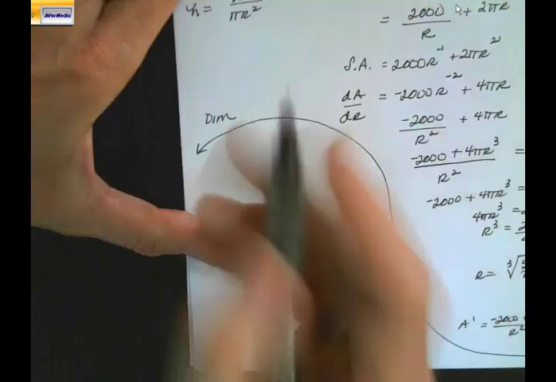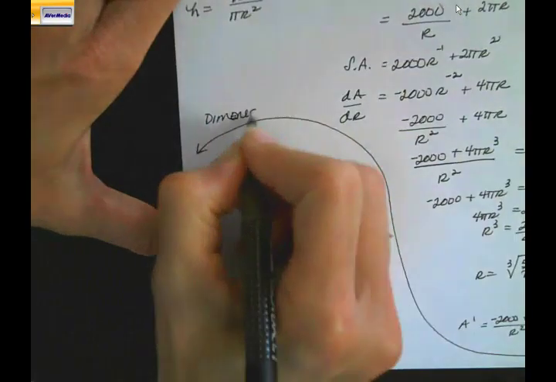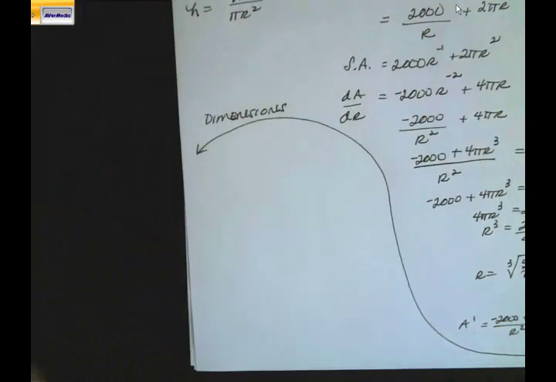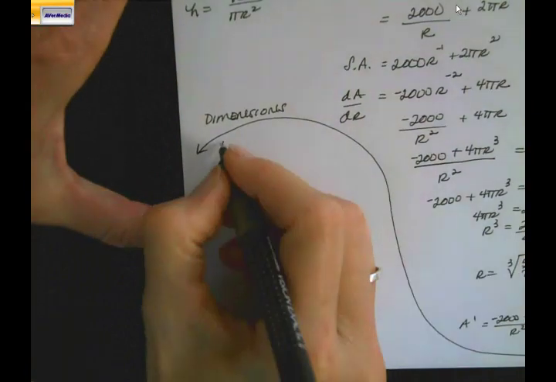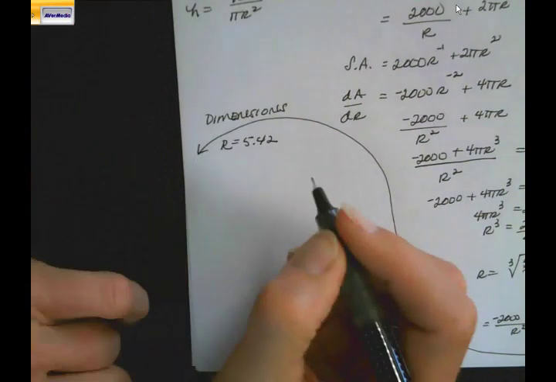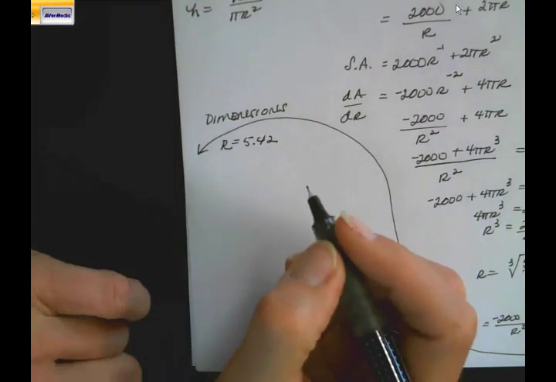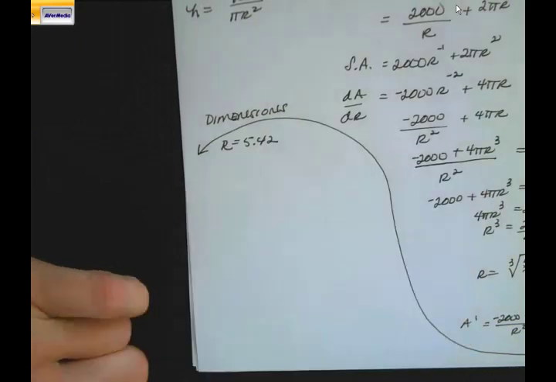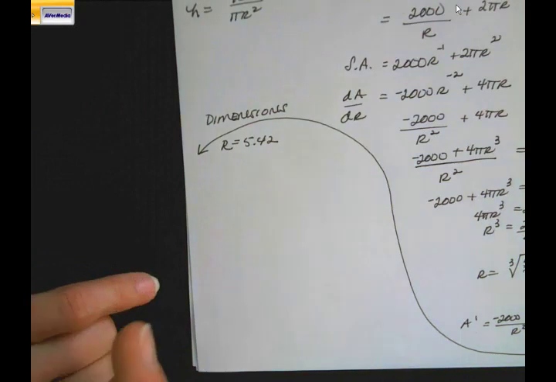Somebody's opening a can out there. I just heard you. Okay, what are the dimensions of the can that minimizes the surface area? The radius of the can needs to be about 5.42. So the dimensions of the can, what do they want? The height? Let's give them the height. We just gave you the radius, people.